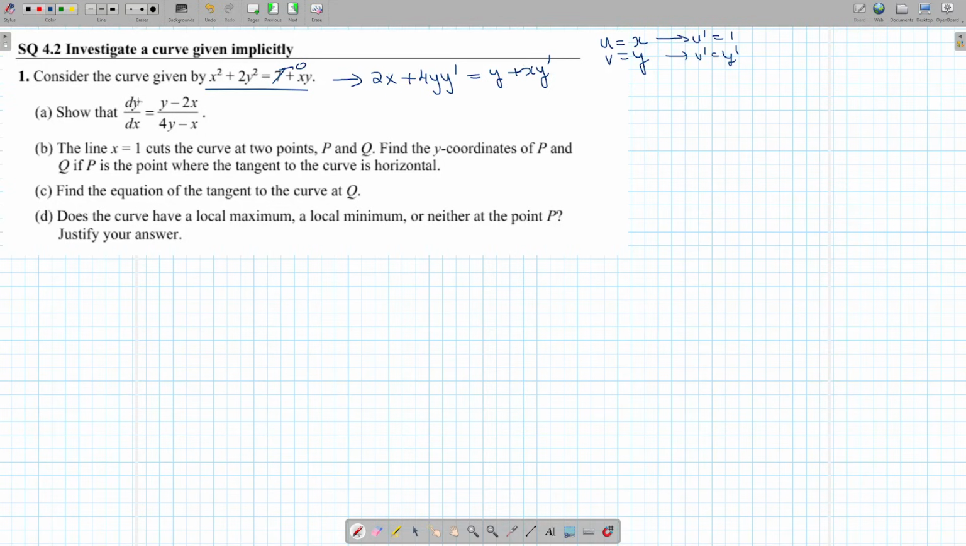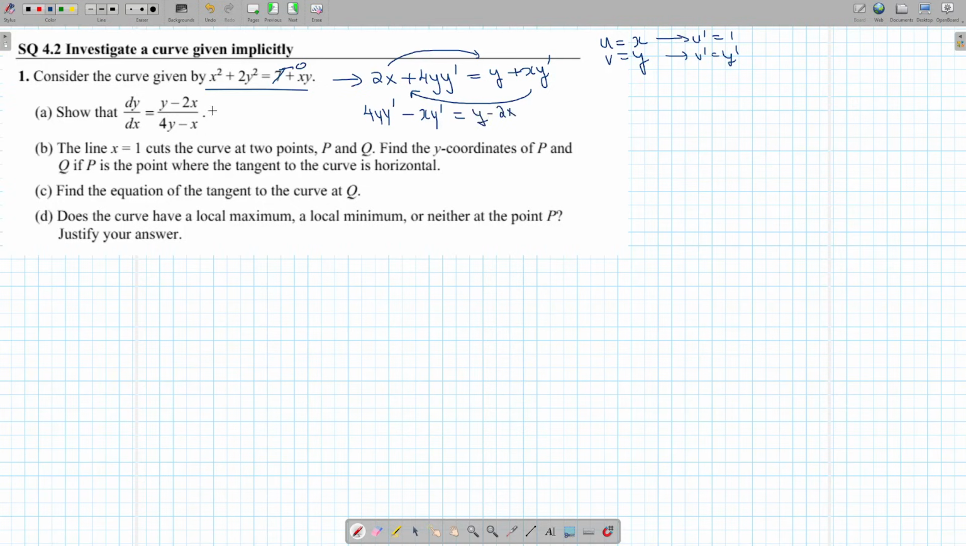Now we want an expression for dy by dx. To do this, that means you want y prime to be equal to something. Whenever you want an expression for y prime, collect all your y primes together and move everything else to the other side. So in this case, I'm going to move xy prime to the other side. And I'm going to move the 2x to the other side. Why? Because now I'm going to be left with 4y y prime minus xy prime equals y minus 2x.